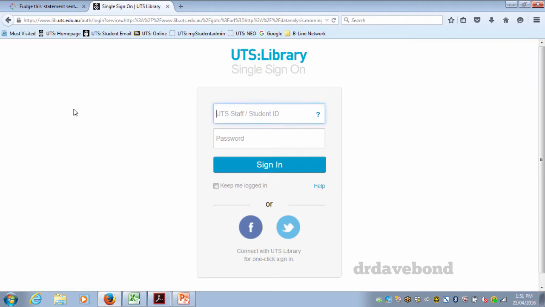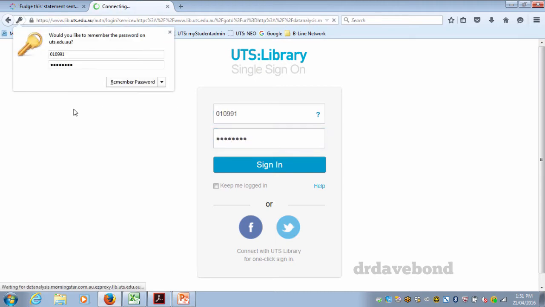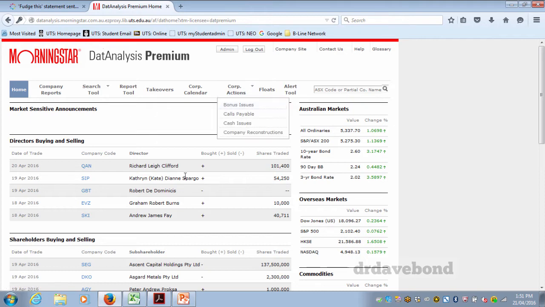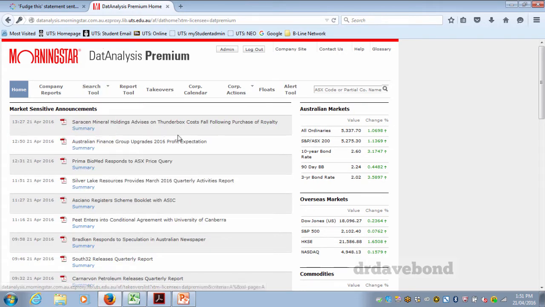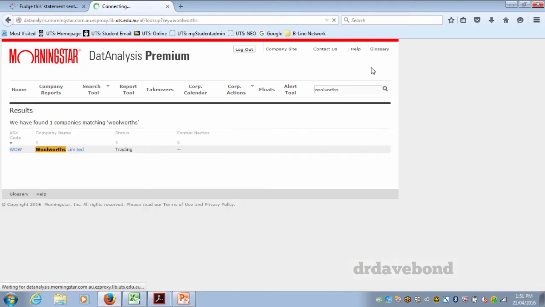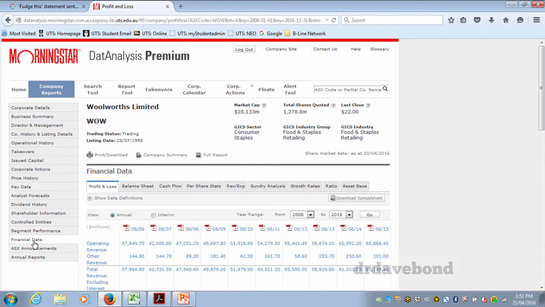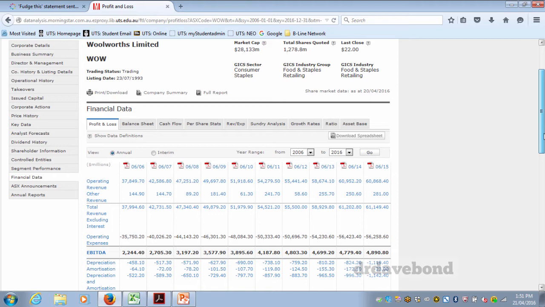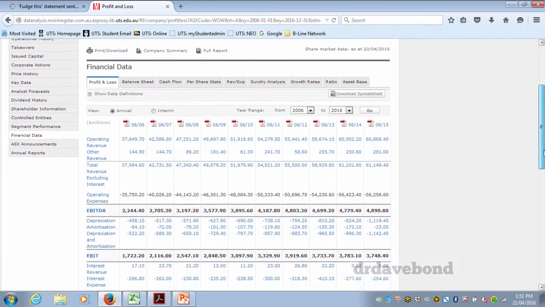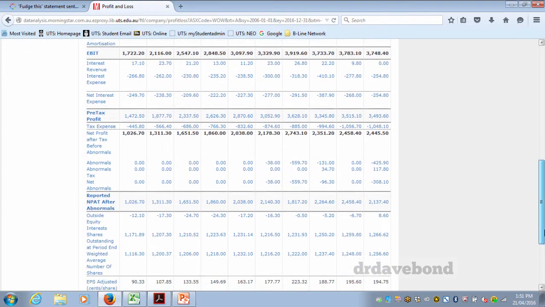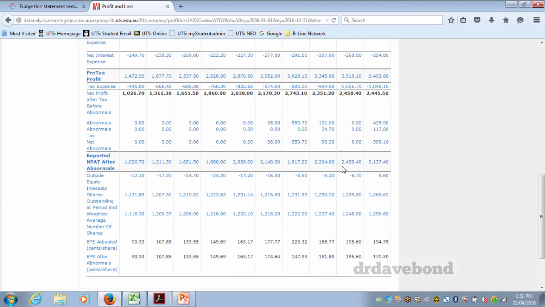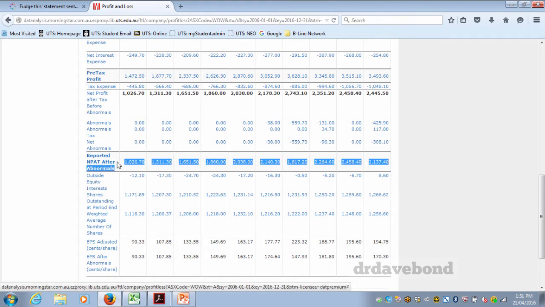So I'm going to log in. If you haven't been in here before, there's a whole bunch of different information available, but I want to look up Woolworths. You can do it by code, or by name or part name. So I'll look up Woolworths, and it gives me Woolworths. I want to come down to financial data, and it gives me a 10-year history of their profits, balance sheets, cash flows and whatnot. I'm going to take their profit and loss, come down to reported net profit after abnormals, and copy it.